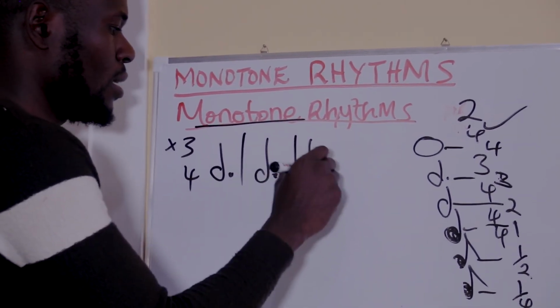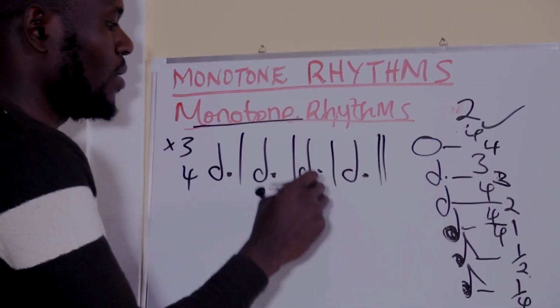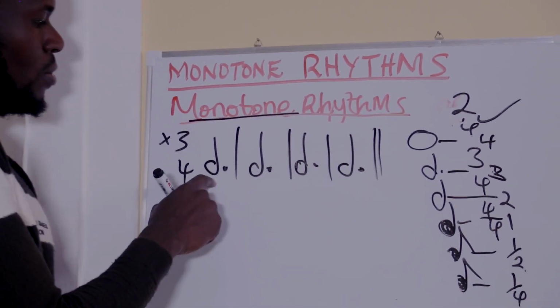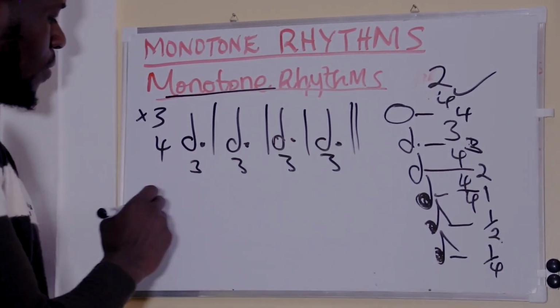Monotone, we repeat. Monotone, monotone. So that is how easy monotone is. Here 3, 3, 3, 3. Balanced. Let's have another example.